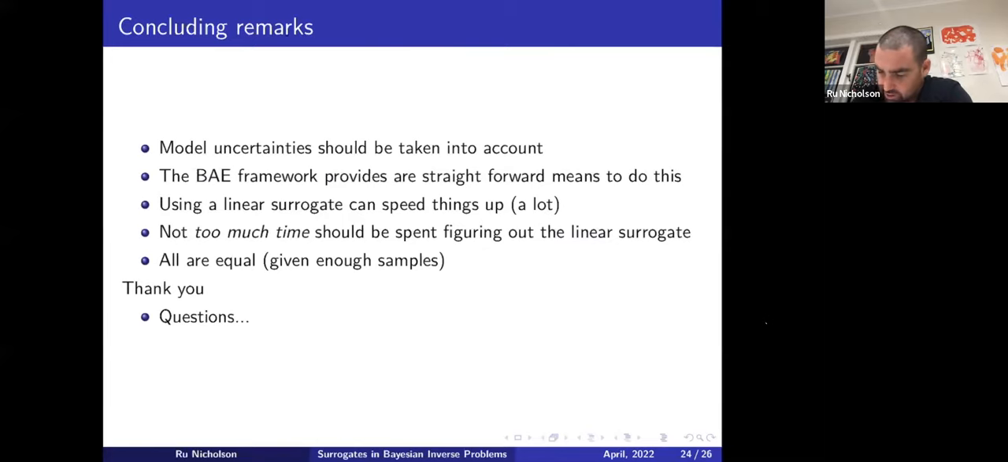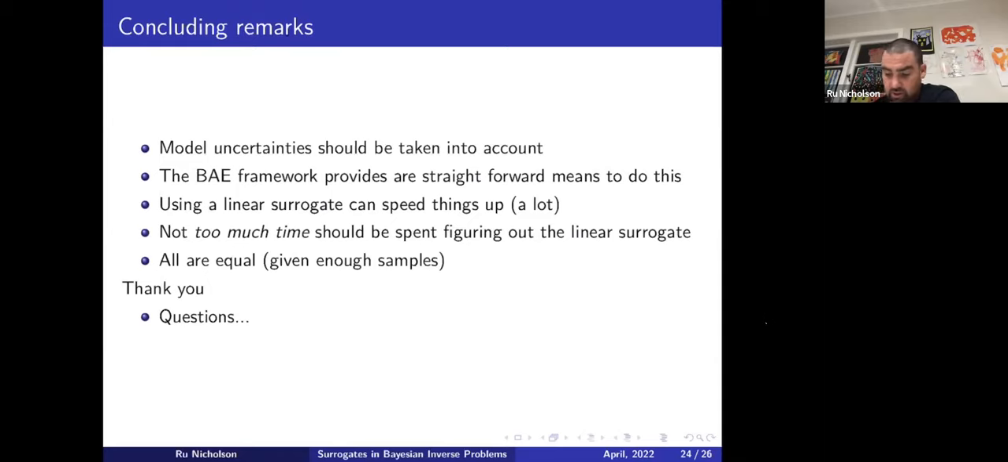Okay, so that's it, and some concluding remarks. As is hopefully well understood by most people, if you have model errors or model uncertainties, you should at least try to take these into account or model them. The Bayesian approximation error framework provides a fairly straightforward means to do this. Essentially, it involves a for loop before you do the inversion.